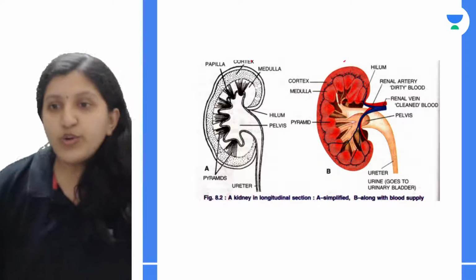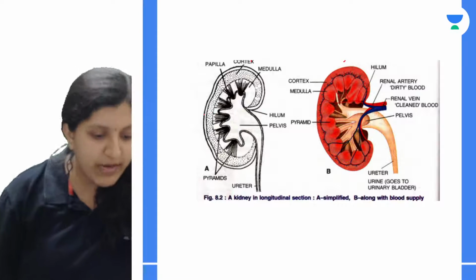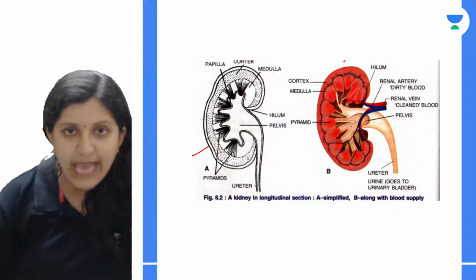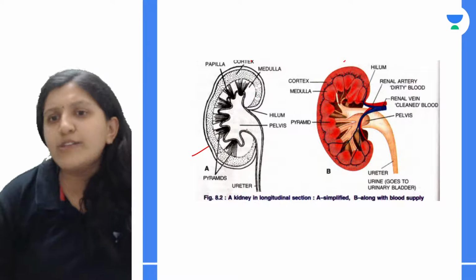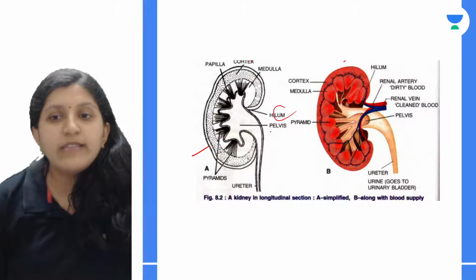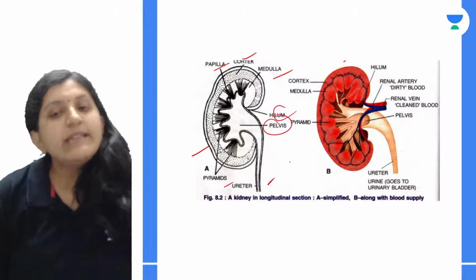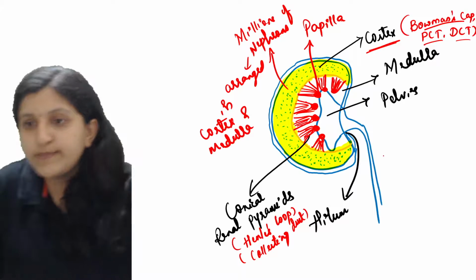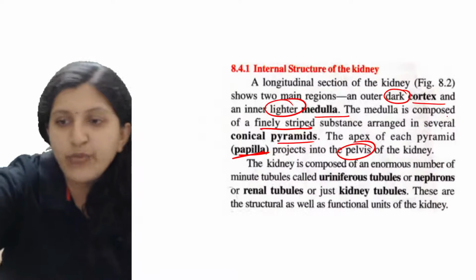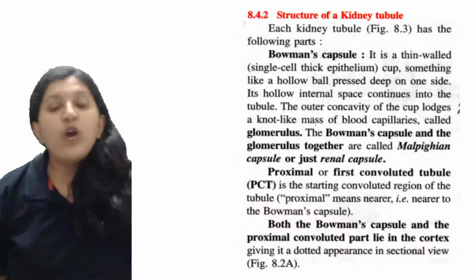Here the structure is given. While you draw the structure, like I already said, make sure that you draw one more covering, that is the capsule. As usual you can see the pelvis region, the renal pyramid, hilum labeled, pelvis region, medulla, cortex, papilla, pyramid, and this is the ureter. Here this part is basically the ureter. All right, so let's get to the next part, that is the structure of the kidney tubule or the nephron.